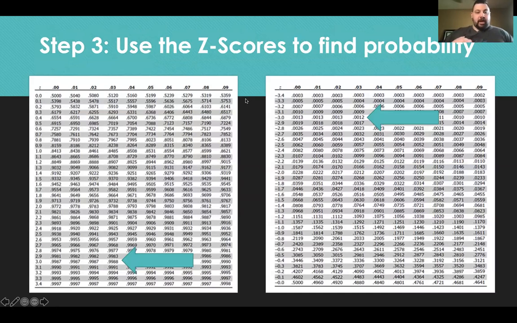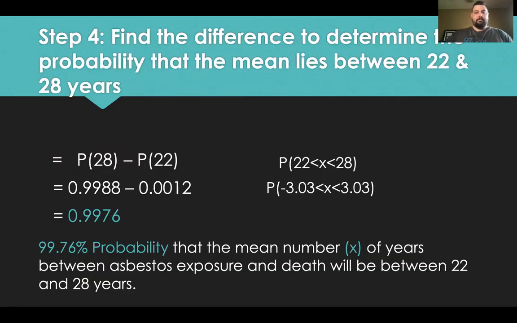And then once we have those z-scores, we can see the area under the curve. So you just look for the z of 3.0 and then 0.03. So we're able to find the difference to determine the probability that the mean lies between 22 and 28 years.